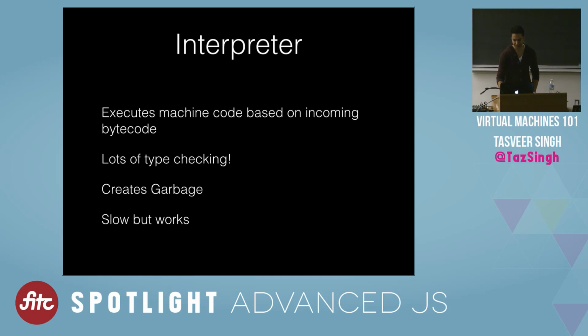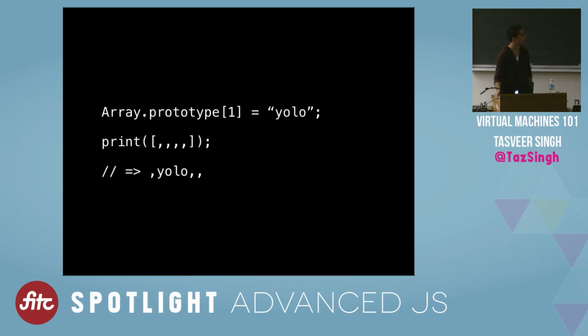And to give you an example of how dynamic JavaScript is, and why virtual machines still have interpreters, consider cases like this, right? Array prototype 1 is YOLO. We're going to print an empty array of 5 different elements, and the second one is YOLO, right? That's just JavaScript. So in order to make sure this case works, a lot of virtual machines have implemented interpreters to do a lot of type checking, to do the prototype chain lookup, to figure out that the second element is YOLO, and there we go, print it out in the result, right?